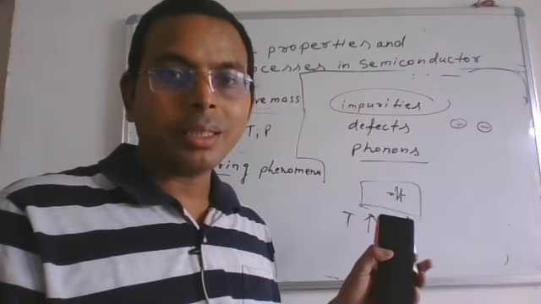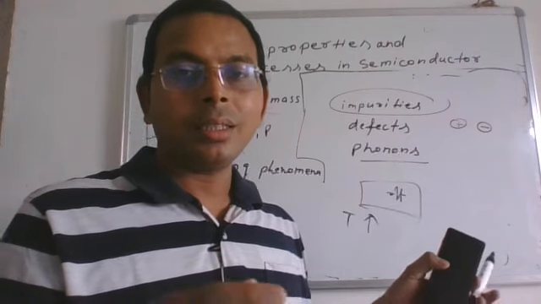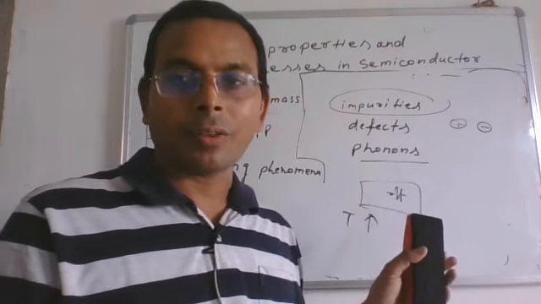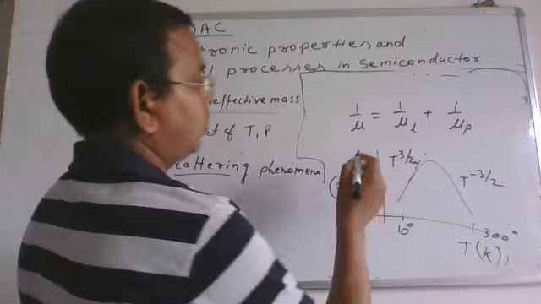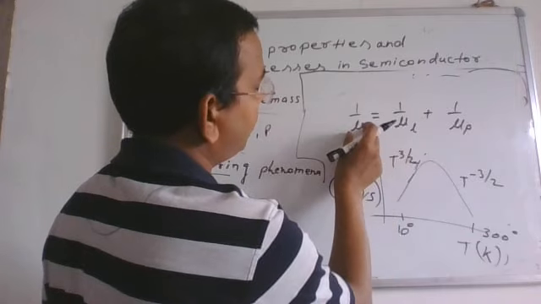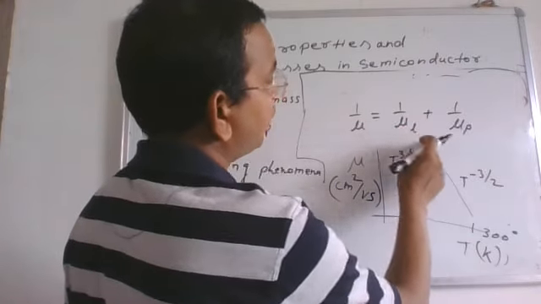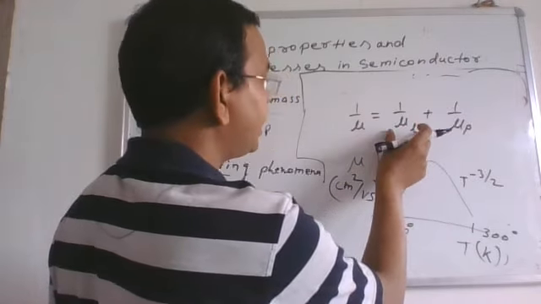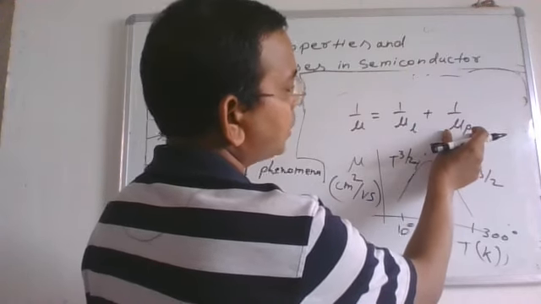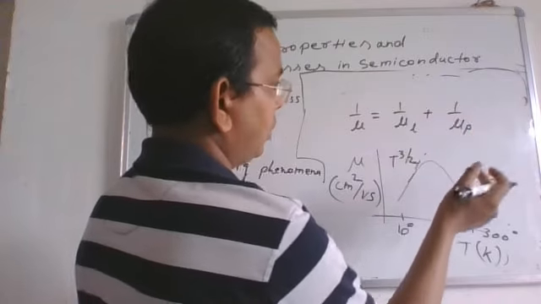And there is a dependency of mobility, how mobility is changing. That is given by an expression and also a graph, which I am going to show you. The inverse of the effective mobility mu is equal to 1 by mu L plus 1 by mu P, where mu L is the mobility limited by the impurities and mu P is the mobility limited by the phonons.